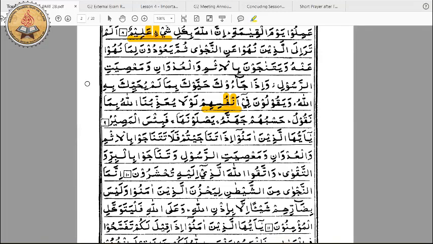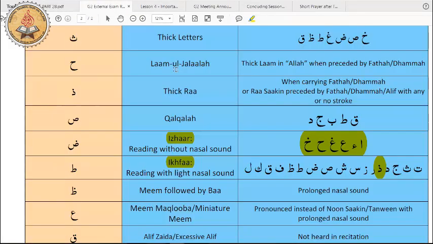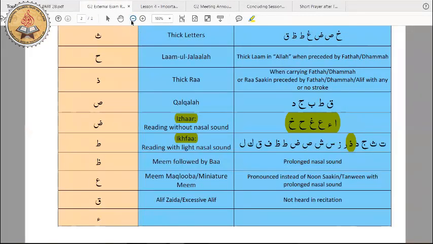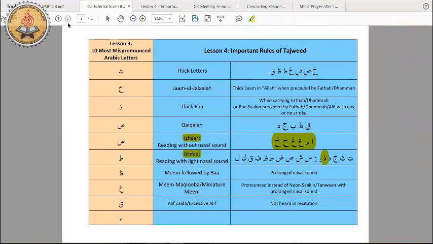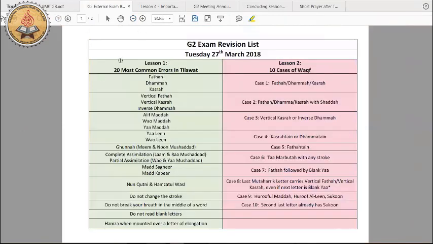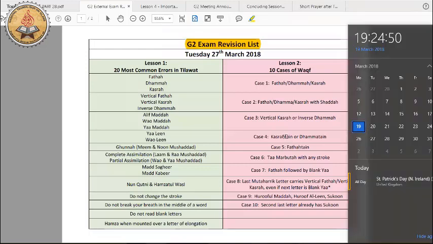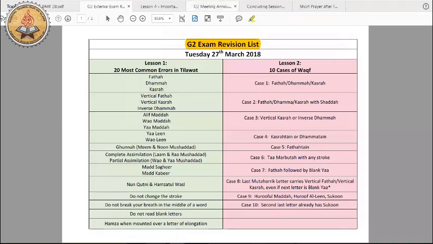Assalamu alaikum. Okay, so we've done a bit of this. I would like to move on to this slide because I'm aware we have a lot to cover today. So this is the G2 exam revision list, okay? Your final exam will be next Tuesday, inshallah. So it's just over a week's time. Tomorrow is the 20th.